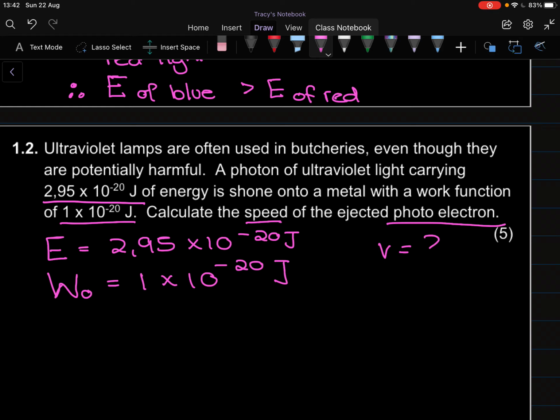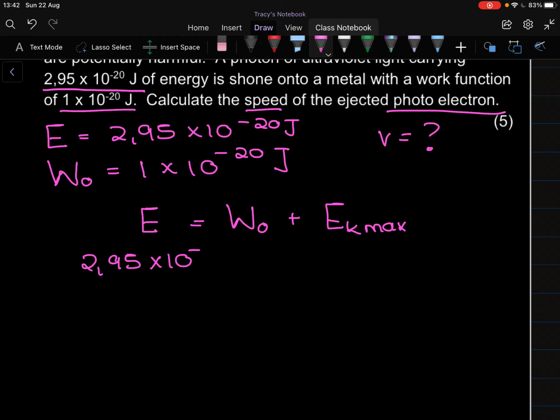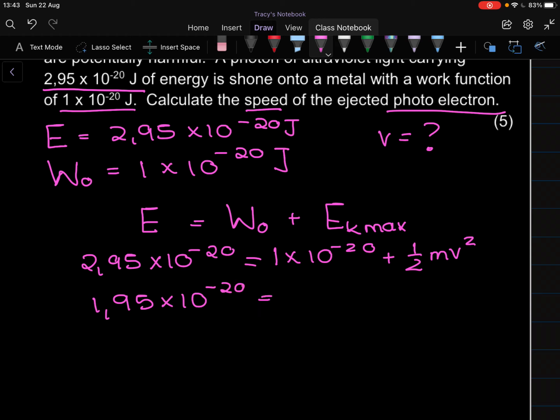And they want velocity. So, we have an equation that says to us that E is WO plus EK max. Okay? I know E, 2,95 times 10 to the minus 20. I know WO, 1 times 10 to the minus 20. EK is going to be a half mv squared. I'm going to take the 1 times 10 to the minus 20 over, so I minus on both sides, so I get 1,95 times 10 to the minus 20 is going to be equal to a half.